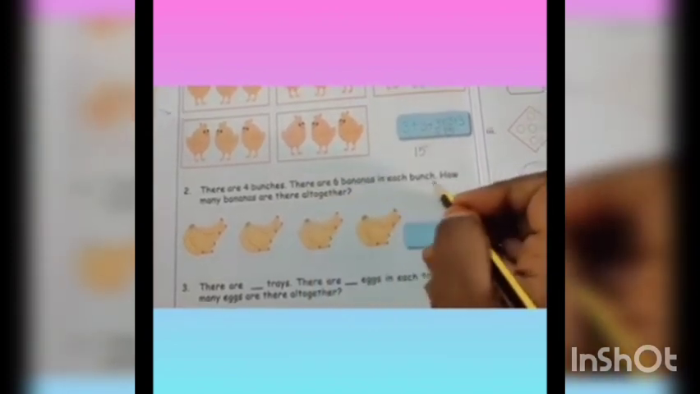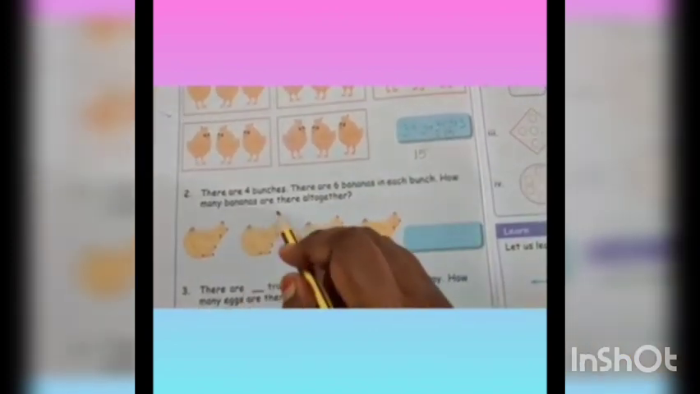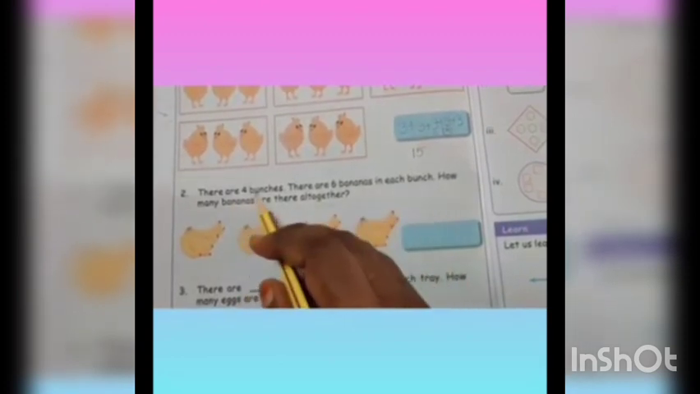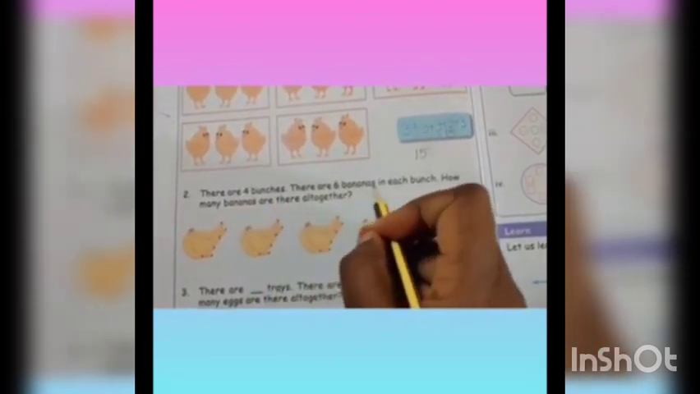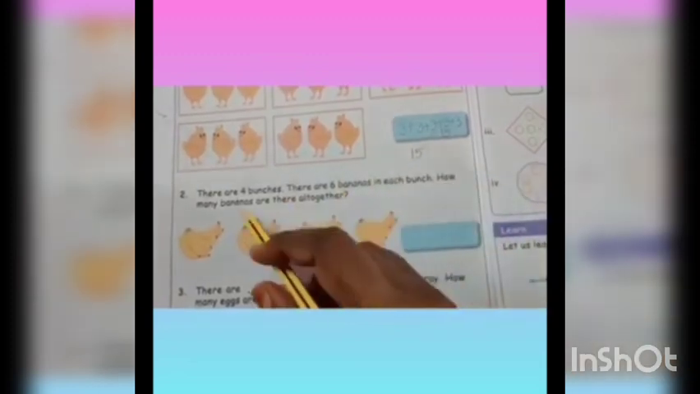Next sum, there are 4 bunches. There are 6 bananas in each bunch. How many bananas are there all together? There are 4 bunches. There are 6 bananas in each bunch. How many bananas are there all together?